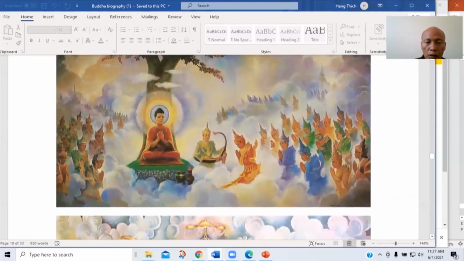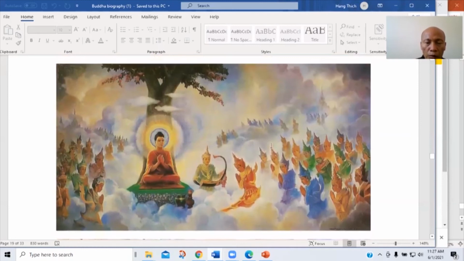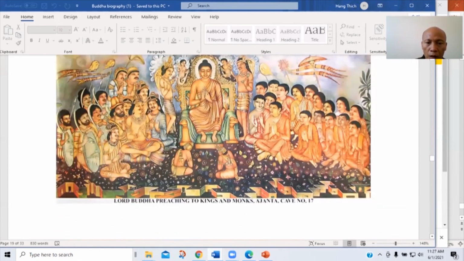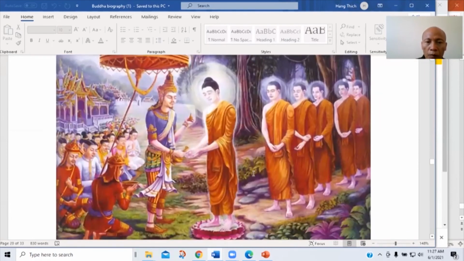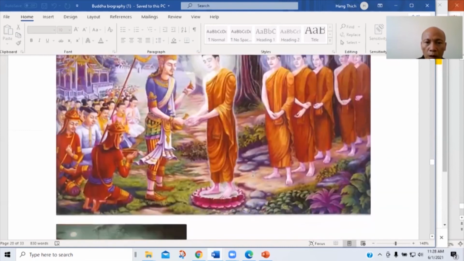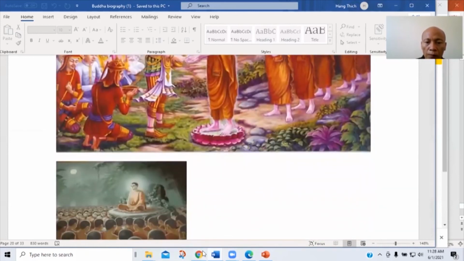And here there are even some miracles. They say that he went to one of the heavens to teach the heavenly beings or gods, and this is the image of the Buddha preaching to the kings and monks in Ajanta cave, and he converted many local kings who served as his supporters. And we go back here.